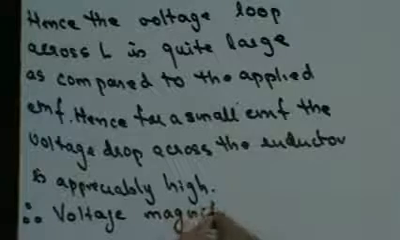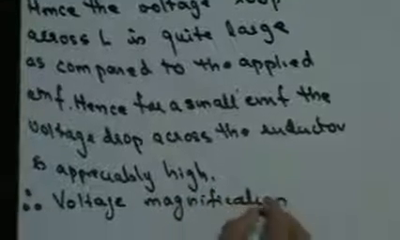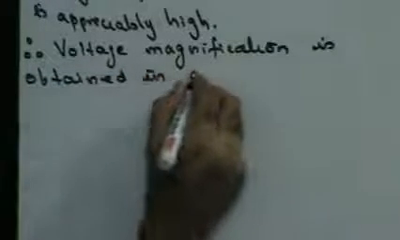Therefore, voltage magnification is obtained. Although the applied voltage is small, the potential drop across the inductor is high, which means that voltage magnification is obtained in an LCR circuit. Therefore, voltage magnification is obtained in an LCR circuit.